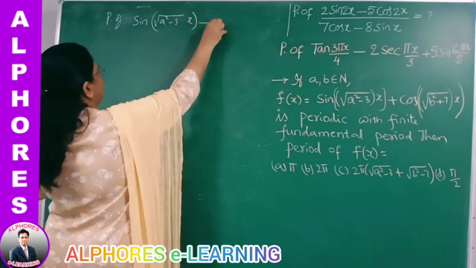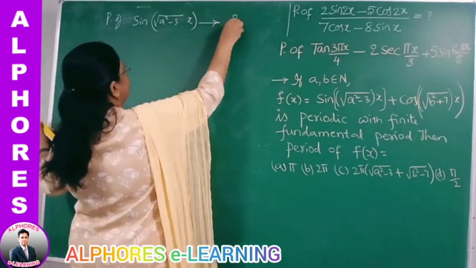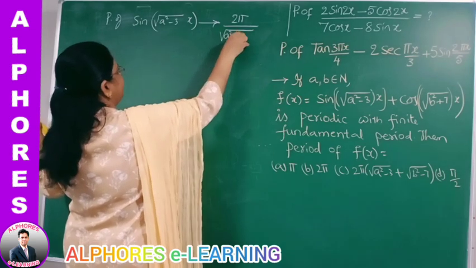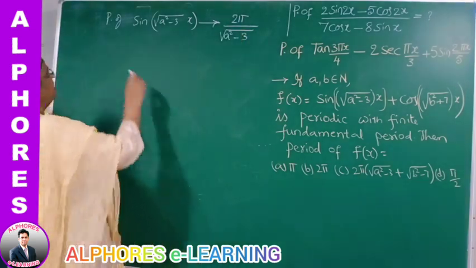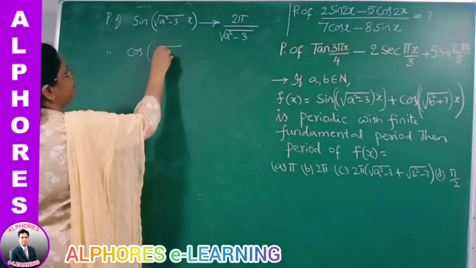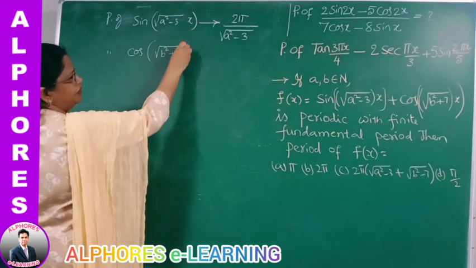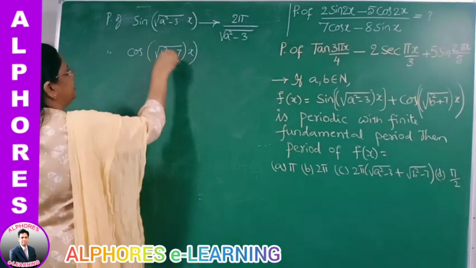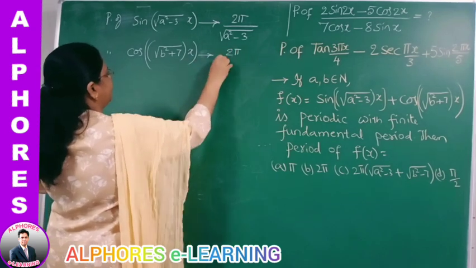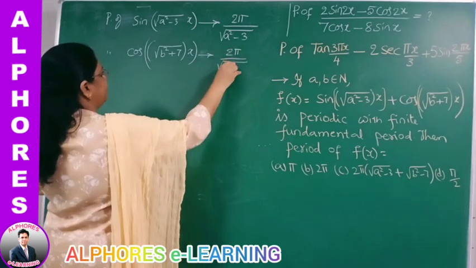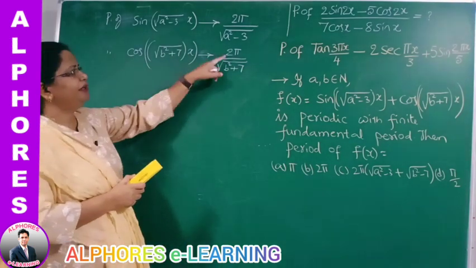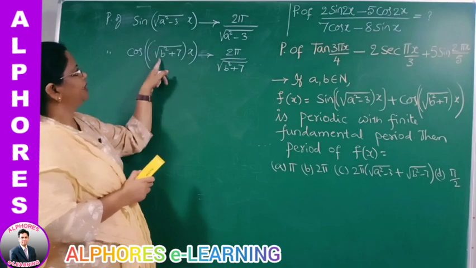Now what about the period here? Same concept: 2 pi divided by the square root of a square minus 3, for the sine function. And next, what is the other one? In the same way it is cos of root of b square plus 7 times x, right? So this is the other value. For the cos function also we write 2 pi divided by root of b square plus 7. So whether it is sine or cos, the period is the original period, 2 pi divided by their x coefficients.